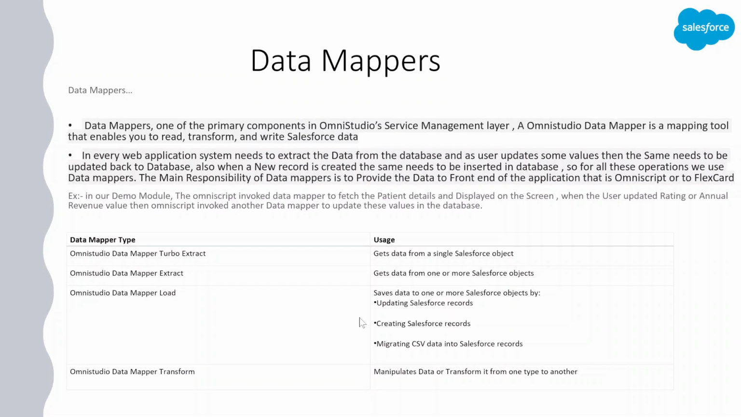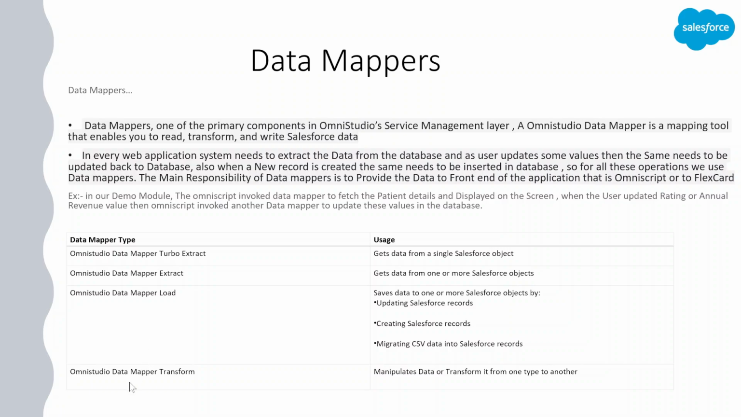This mapper saves data to one or more Salesforce objects by updating Salesforce records, creating Salesforce records, or migrating CSV data into Salesforce records. So when we have to insert a record or update a record, or insert bulk data at once, or update bulk data at once, or maybe insert data into multiple objects, then we will utilize the Data Mapper Load.